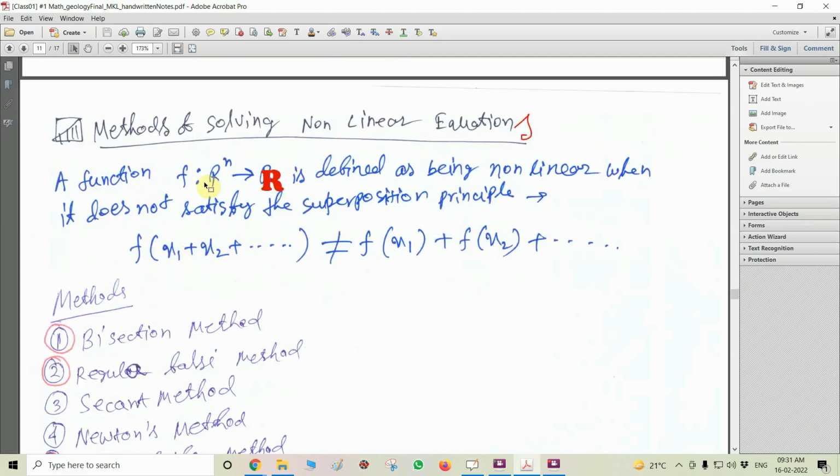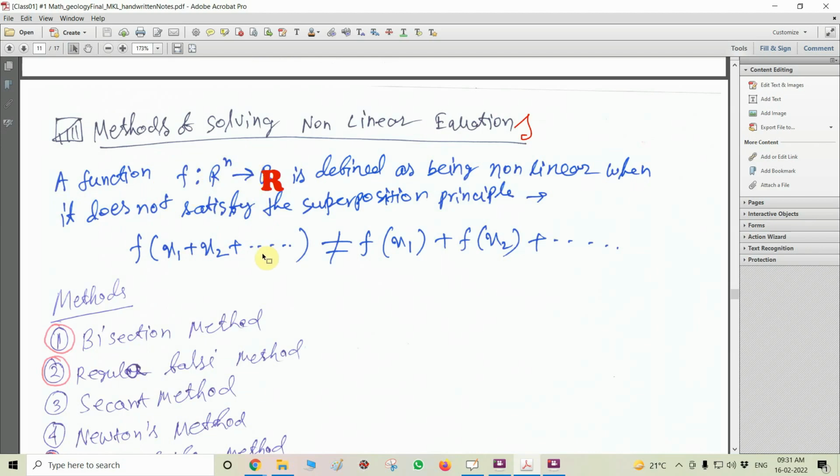Write this down, put a heading there: methods of solving nonlinear equations. Then just write a function f which belongs to R to the power n arrow R. What does this mean? Does anyone know what this means?